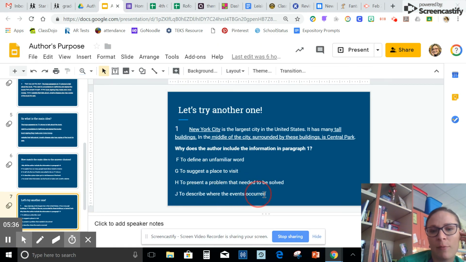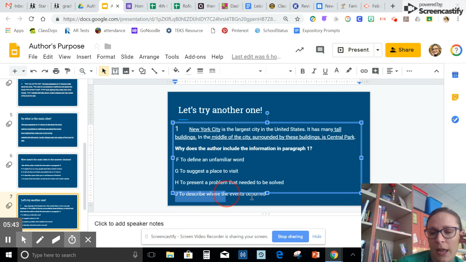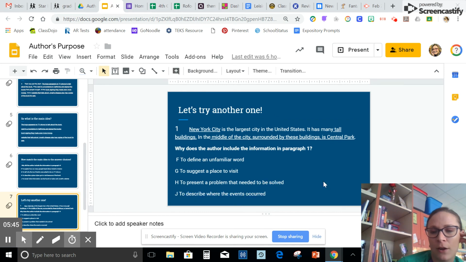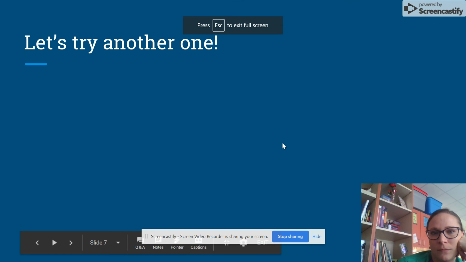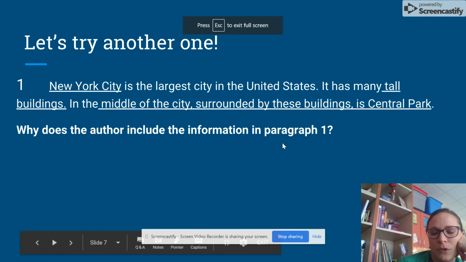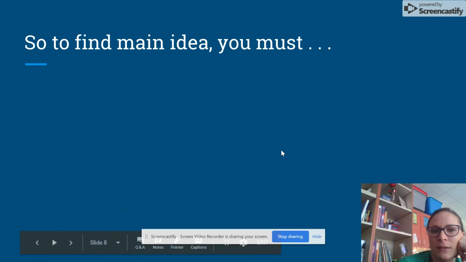J says to describe where the events occurred. So the answer would be J, to describe where the events occurred, because they're telling you it's in New York City and they're giving you details about New York City. It has tall buildings. It has Central Park in the middle of these tall buildings. So your answer for this one was J.